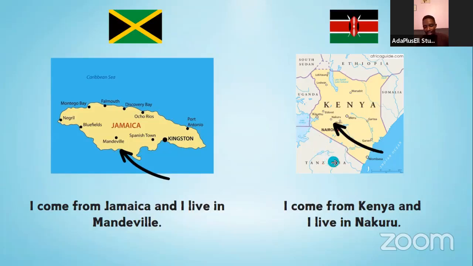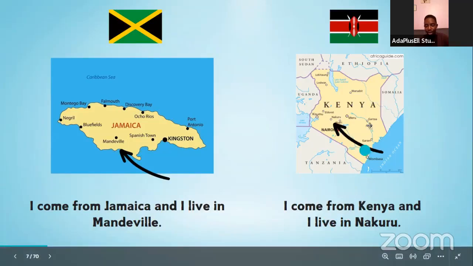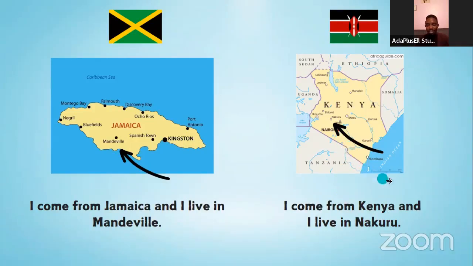And it borders countries like Tanzania, Uganda, and here South Sudan. And here is the border of Kenya and Ethiopia. And here is the border of Kenya and Somalia. Basically this is it. And then if someone asks me, I say, I come from Kenya. So Kenya is the country itself, but I live in Nakuru, the place where I live. That is basically about it.